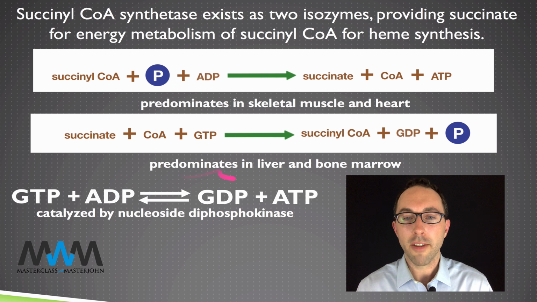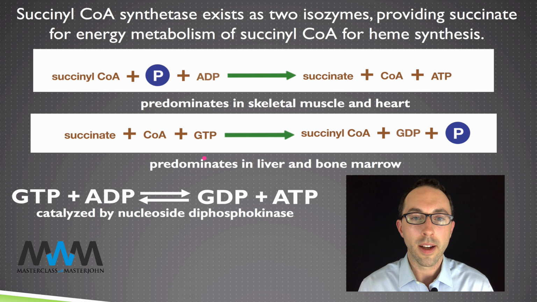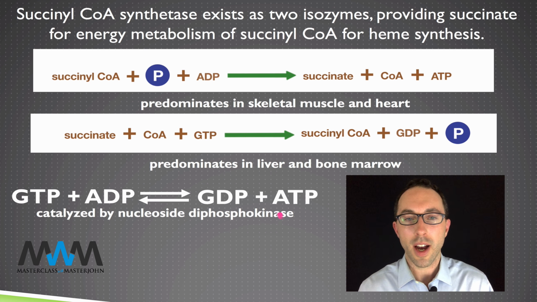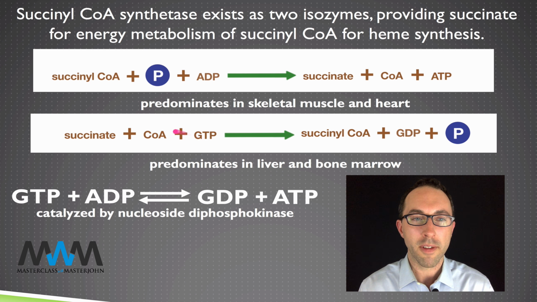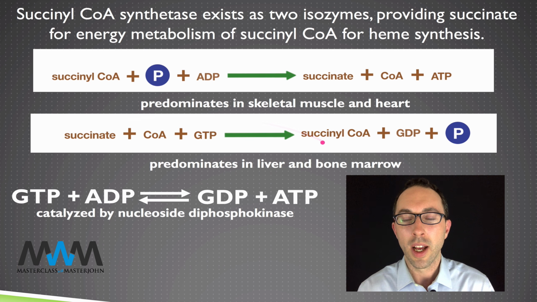So what we're doing in liver and bone marrow is ultimately using the energy from ATP to, through the enzyme nucleoside diphosphokinase, provide the GTP necessary to make the GTP-specific form of the enzyme go forward to provide the succinyl CoA necessary for heme synthesis.